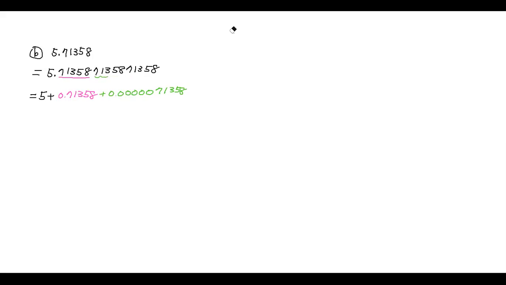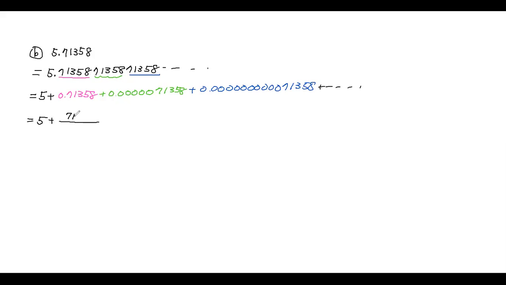Now let's take a look at this one, and this 71358. Let's see how many zeros I have: 1, 2, 3, 4, 5, 6, 7, 8, 9, 10. Then 71358, right? Then this is dots. So now the 5 we will leave by itself. Okay, so now this is how we write it.